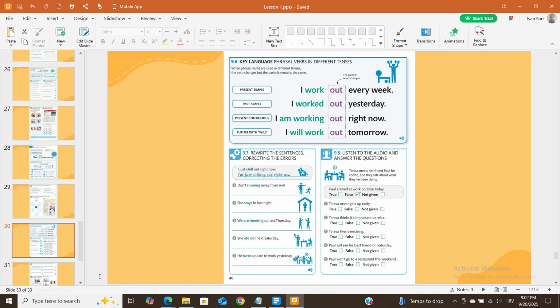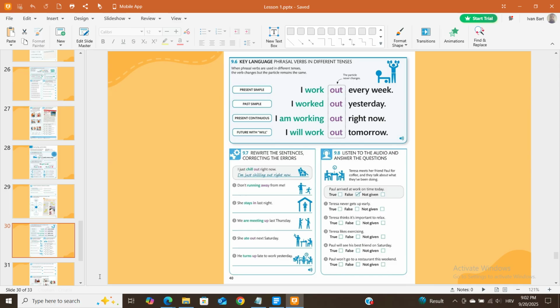Paul arrived at work on time today. True, false, not given. Teresa never gets up early. True, false, not given. Teresa thinks it's important to relax. True, false, not given. Teresa likes exercising. True, false, not given. Paul will see his best friend on Saturday. True, false, not given. Paul won't go to a restaurant this weekend. True, false, not given.